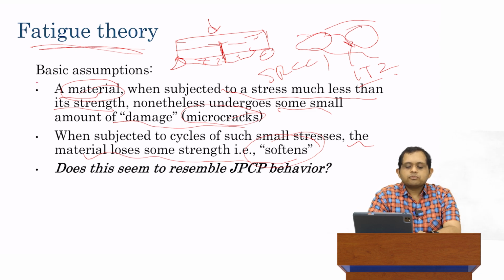So these are the two assumptions of fatigue theory. One, when a single load application, which is much less than the strength, is applied, a small number of micro cracks start developing. And two, as these micro cracks continue to develop due to cyclical application of loads, and that's a very important term I'm putting over here, cyclical application of loads, the material is little by little starting to lose its strength, that is, it's starting to soften. These are the two basic assumptions of fatigue theory.